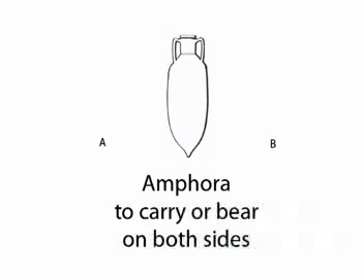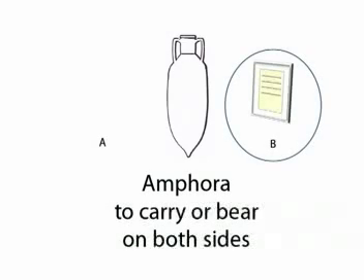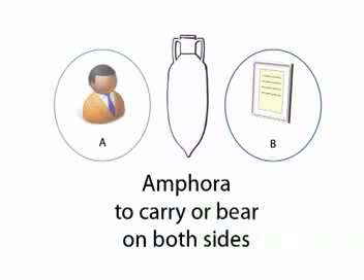So I'd like you to think about this piece of paper that he's got over there as this amphora. And it carries things on both sides. So it carries things that are on the side of A, and it carries things that are on the side of B.